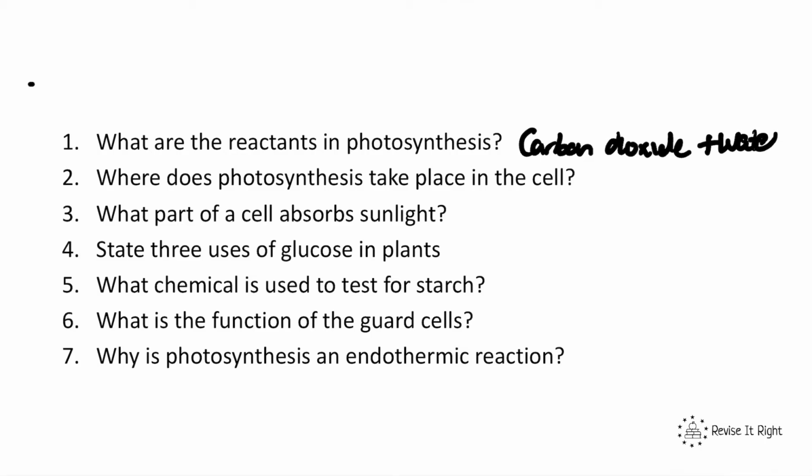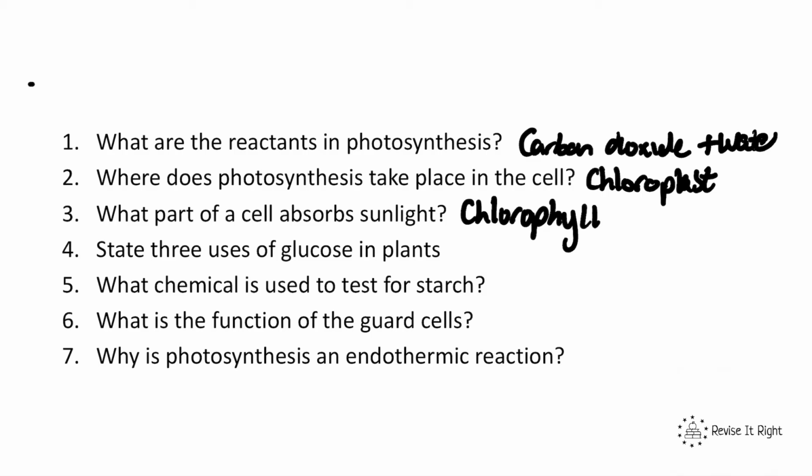Now, where does photosynthesis take place in the cell? Well, we looked at that in a previous video, so hopefully you remember that it takes place in the chloroplast. And what part of the cell absorbs sunlight? Well, that is the chlorophyll. You find chlorophyll in the chloroplast, which is that green pigment, and that's what actually absorbs the sunlight.